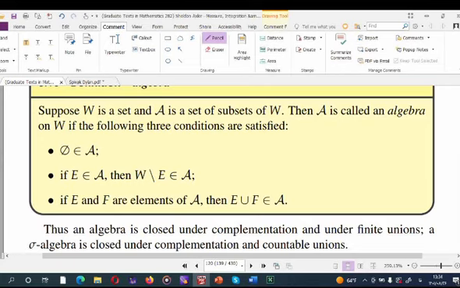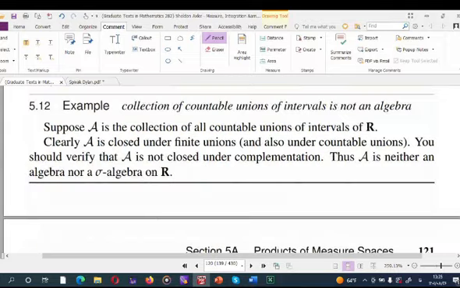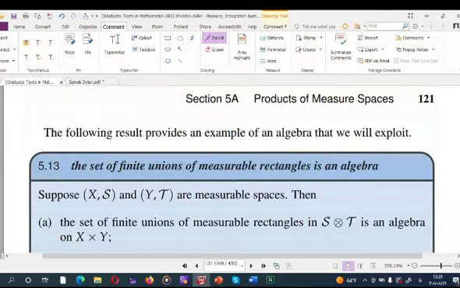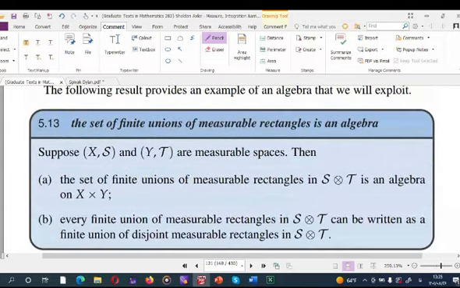The empty set belongs to R. R is closed under complementation, and R is closed under finite union. Okay. Now, the set of all finite unions of measurable rectangles is an example of algebras.